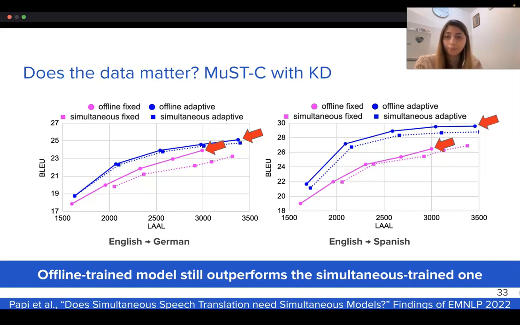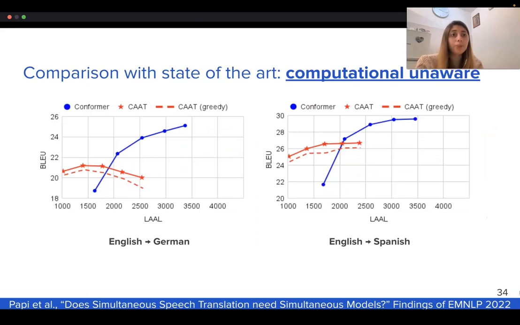and architectures. Then we compare the performance of our offline system with the state-of-the-art system CAT, and we tried also the greedy performance of CAT instead of the original performance shown by the authors in their paper. And we adopt our best setting, that is using the conformer with adaptive word detection, and we also use the knowledge distilled data, but also the CAT is trained on knowledge distilled data, so we use the same set of data to perform this comparison.